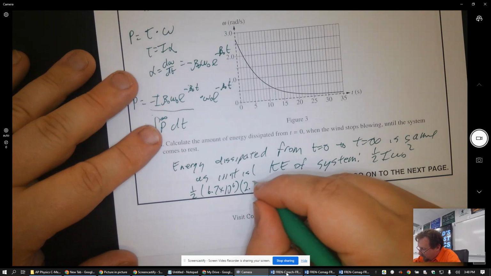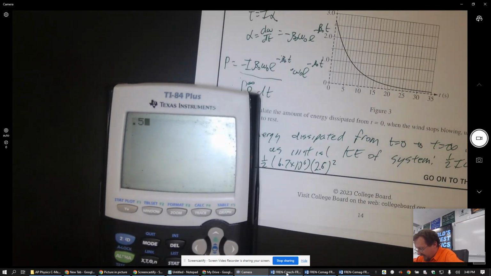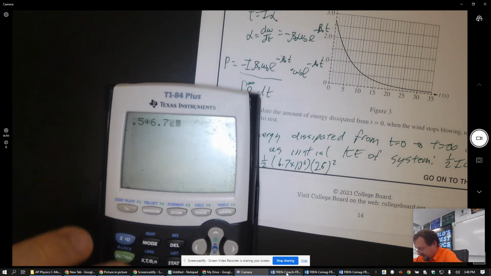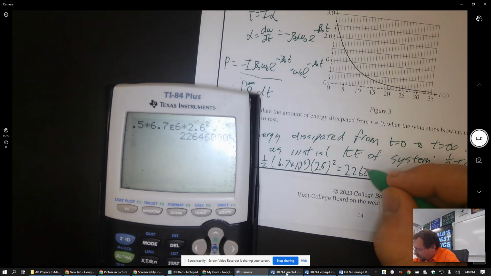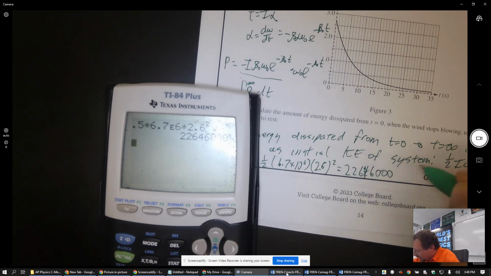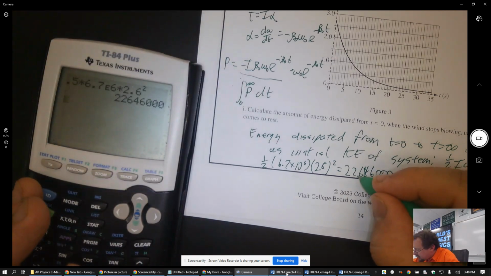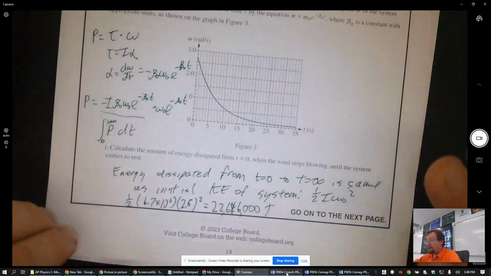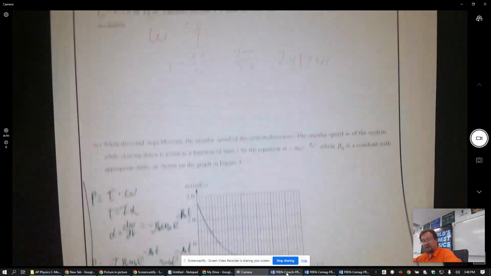I wish this problem would end before my Physics 1 students come in. Oh my gosh, 1/2, 6.7 E6, 2.6 squared, and you get 226246000. All right, that might be somebody's phone number. Joules! All right, that's a lot of joules. Now, I swear, if you do this long, terrible process or this easy thing, you'll get the same number.